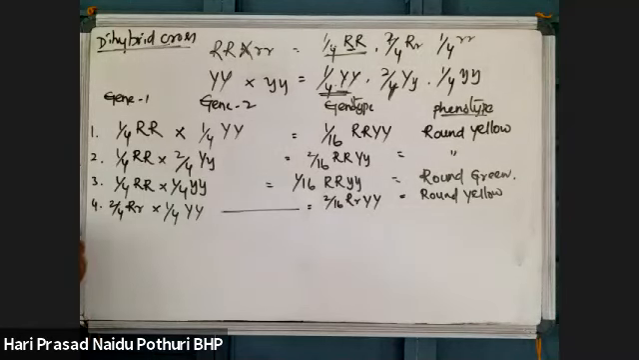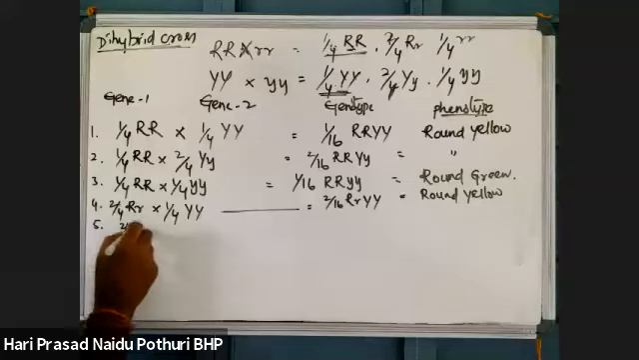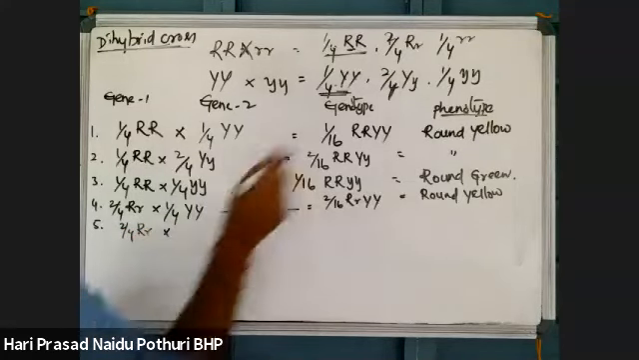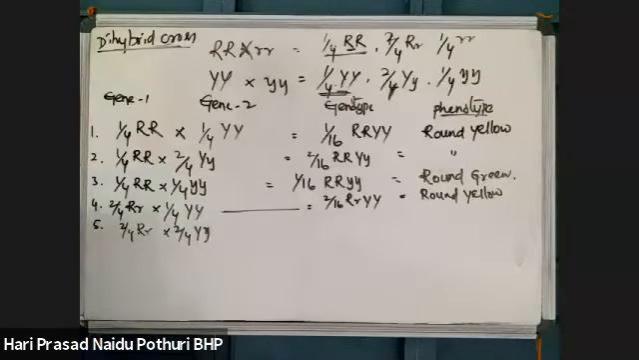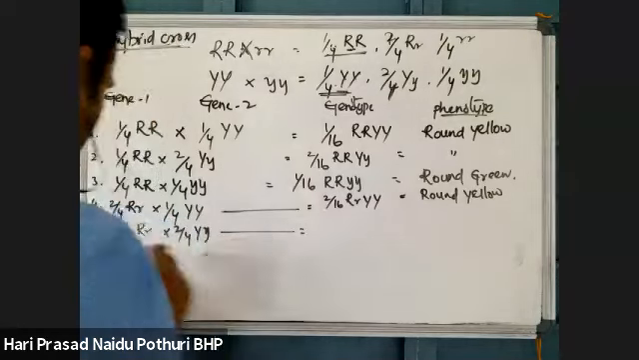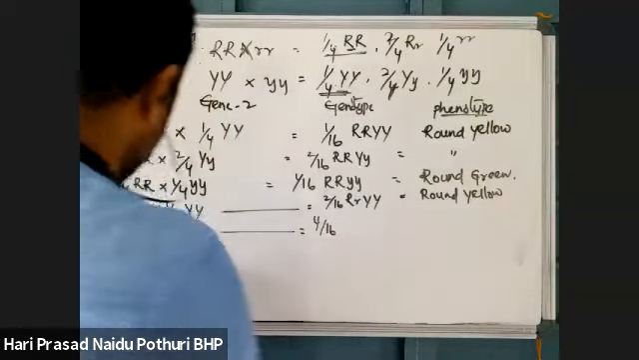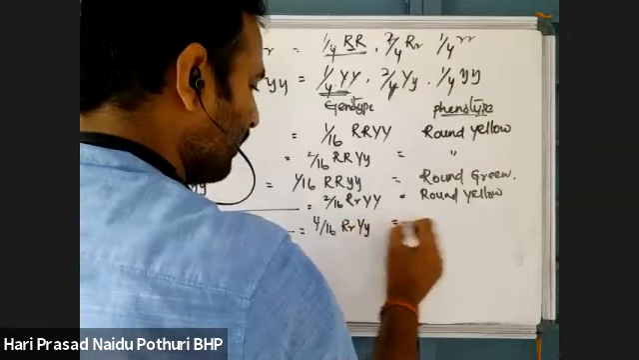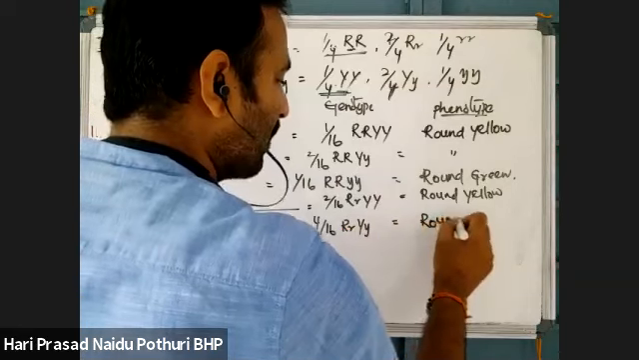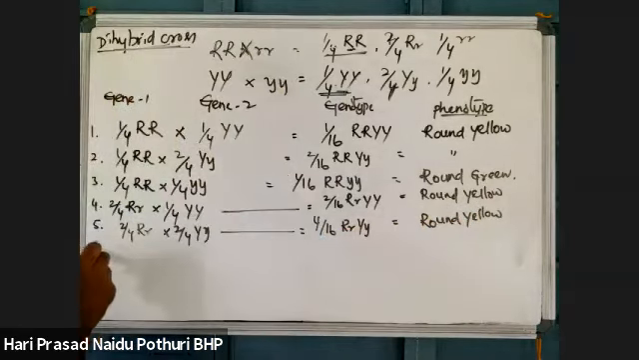Round yellow. Fifth one. 2 by 4 capital R, small r into 2 by 4 capital Y, small y. This will give what? 2 by 4 into 2 by 4, 4 by 16. Capital R, small r, capital Y, small y, which are round yellow. Next, sixth one.